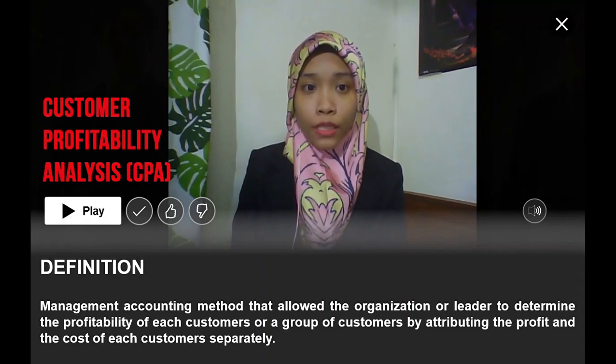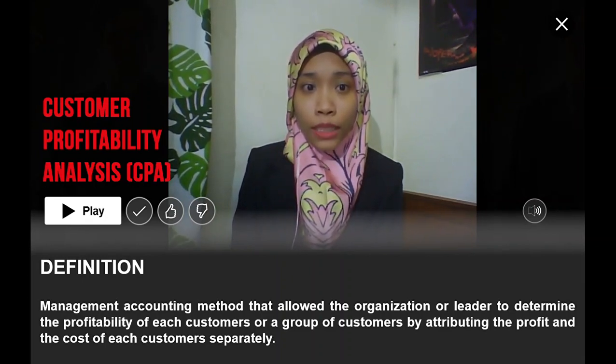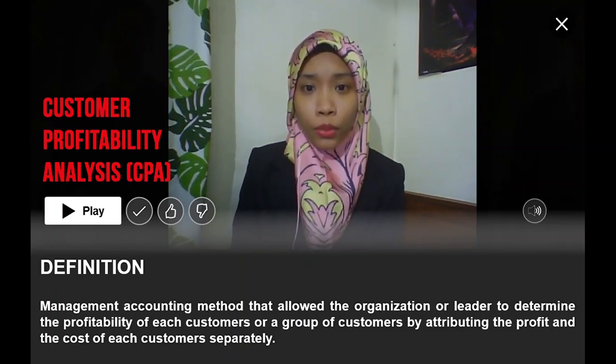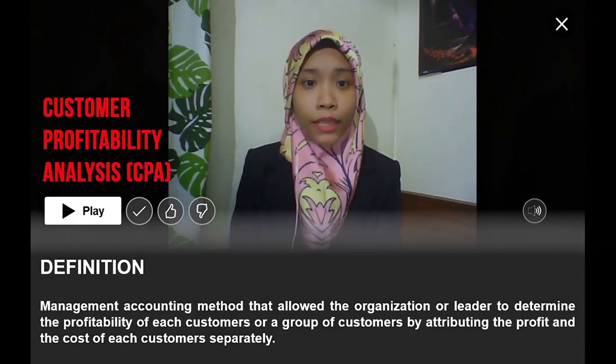Definition and purposes of customer profitability analysis. It is defined as a management accounting method that allows the organization or leader to determine the profitability of each customer or a group of customers. It is done by attributing the profit and the cost of each customer separately. So basically, we can say that one good customer is better than nine bad customers.